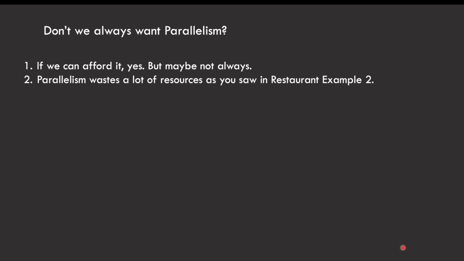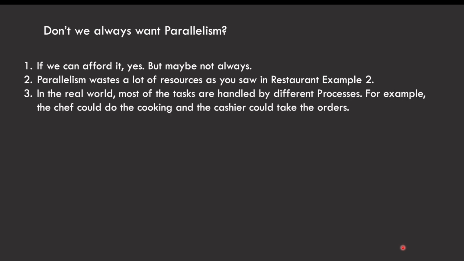Let's see why. Parallelism wastes a lot of resources, as you saw in example number 2, right? 4 chefs were only used for 4 different processes, 4 different tasks. So in the real world, most tasks are handled by different processes, okay? For example, the chef could be doing the cooking and the cashier could take the order, right? So a resource utilization could be done in this way.